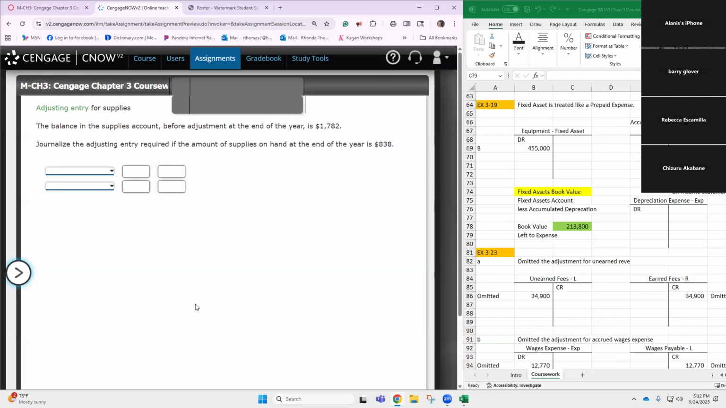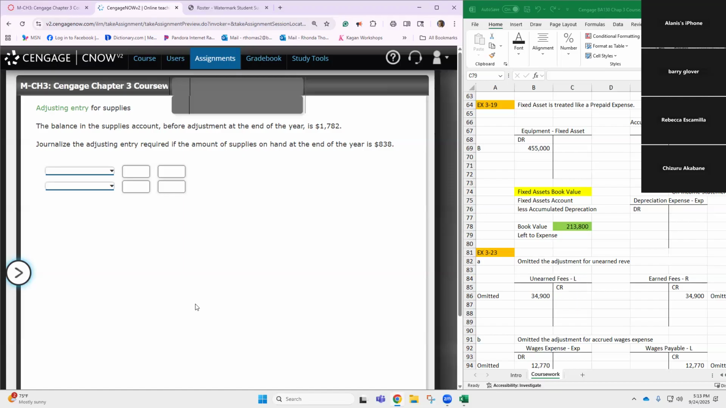Okay, so let's see what they say. The balance in the supplies account before the adjustment is 1782. Write it down. It says journalize the adjusting entry required if the amount of supplies on hand at the end of the year is $838. So here is your ending balance, $838.